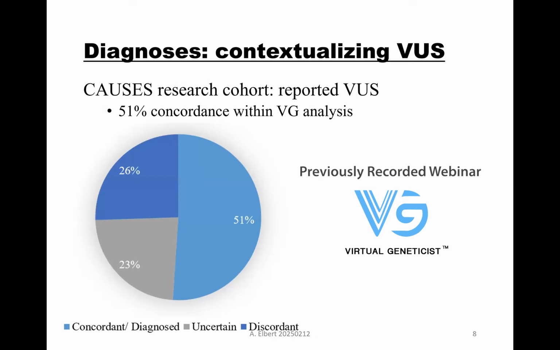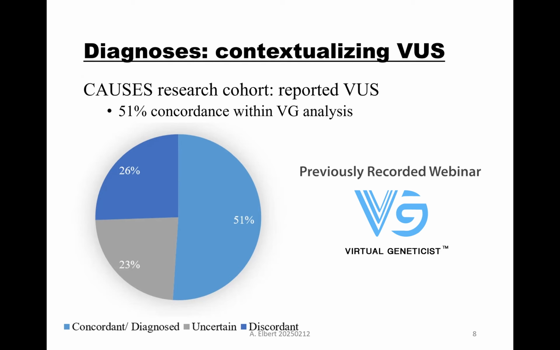We next looked at undiagnosed cases. So there were several patients in the CAUSES research cohort who had been reported with a hot VUS. And what was helpful was actually looking at how VG ranked these VUS in this separate analysis. So we could see that 51% of those hot VUS were also ranked as the top variant in VG, making it concordant with our VG analysis and much more suspicious for me as a clinician that probably that is truly the diagnosis for that patient.